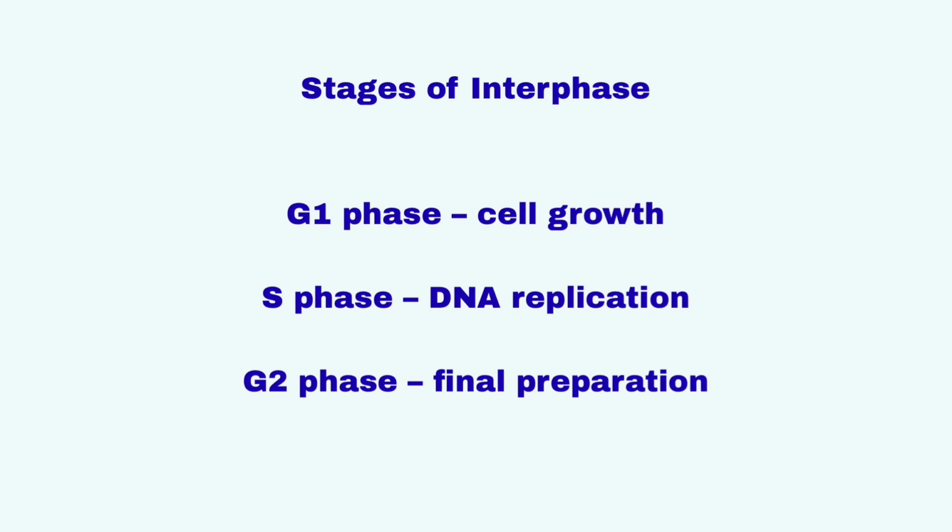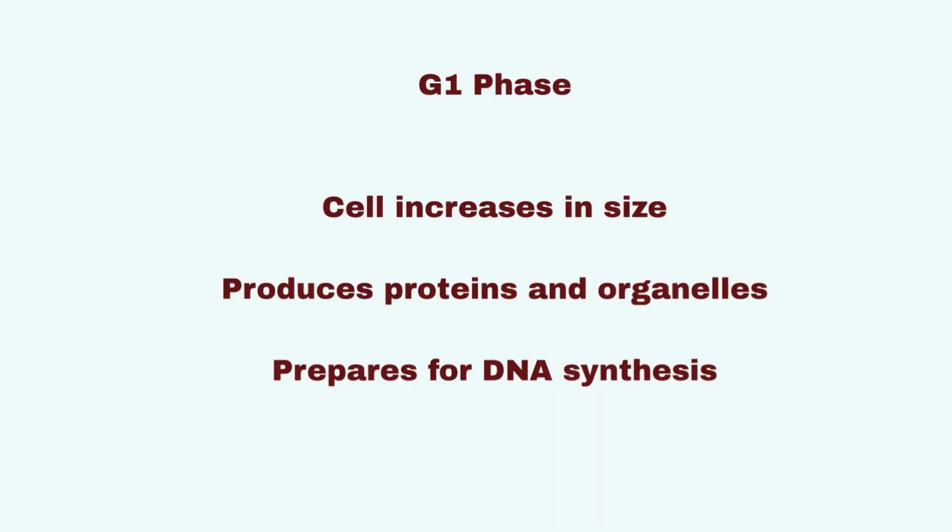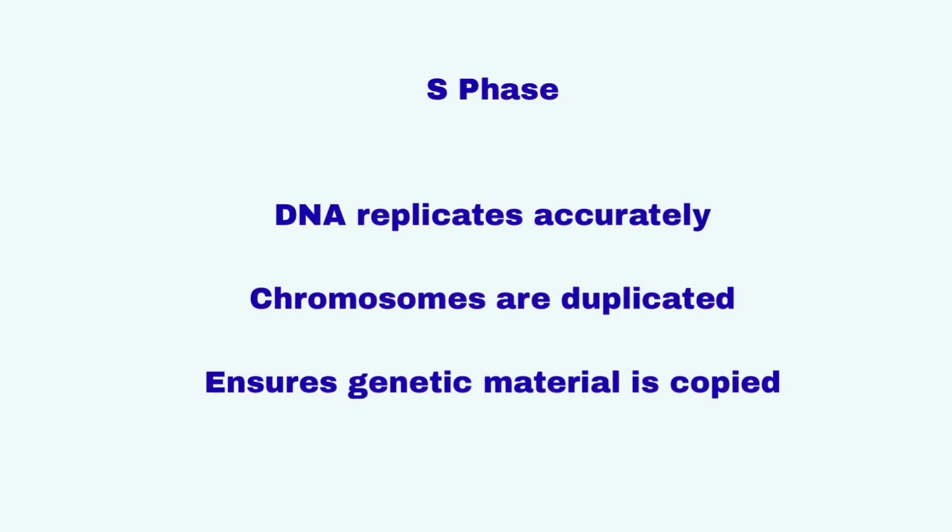Interphase is divided into three main stages. G1 phase, gap 1 phase: the cell grows in size, and proteins and organelles are synthesized. The cell performs its normal functions, like a liver cell producing enzymes. Next is S phase, the synthesis phase. DNA is replicated, so each chromosome now consists of two sister chromatids. This ensures that after division, both daughter cells get identical DNA.